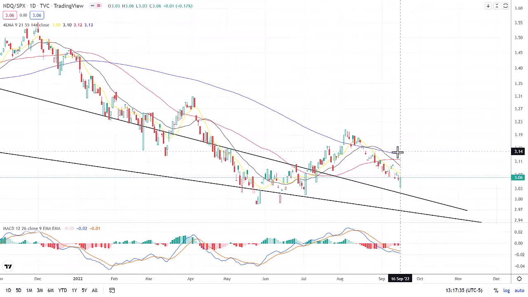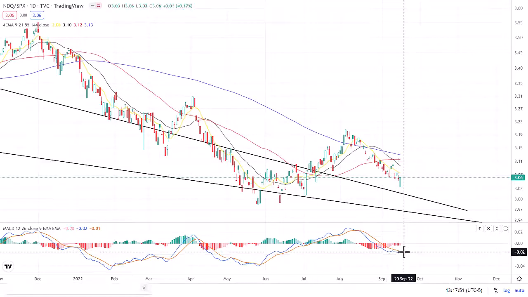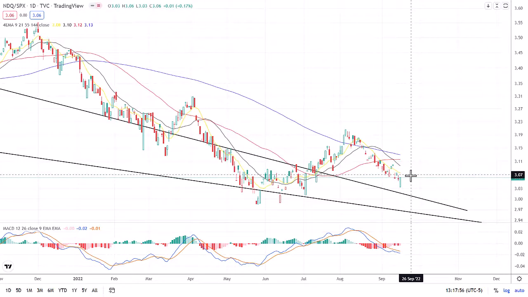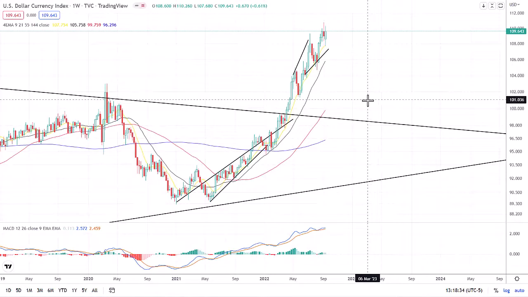And you can see these moving averages are getting pretty close together, indicating that there is potential for a reversal. We might see growth in tech start to outperform once again. If we can break back above this 144 and we get the cross here on the EMA, that would be a pretty good indicator to me that growth and the NASDAQ are going to outperform going into the end of the year. Of course, we have to watch the dollar right now.